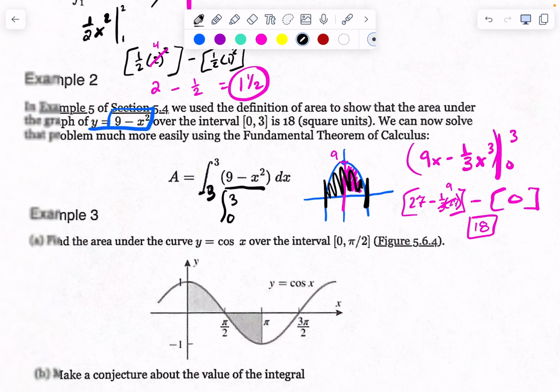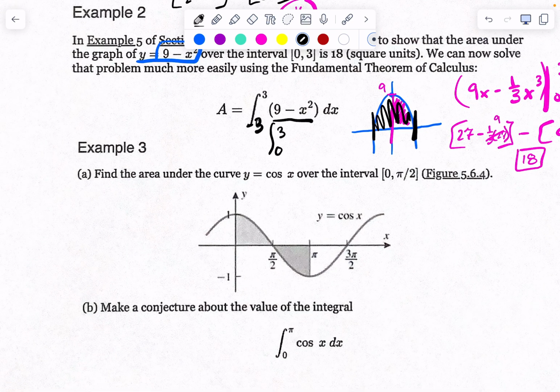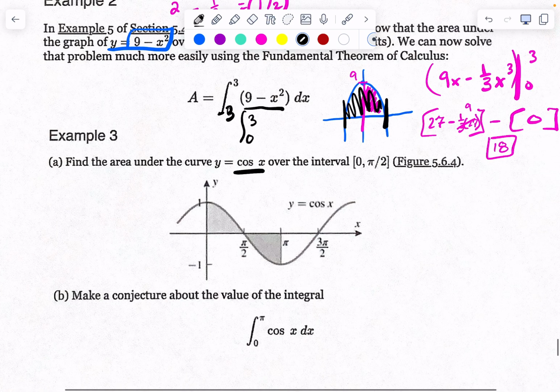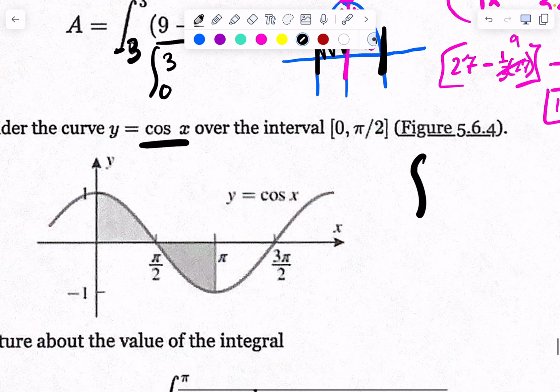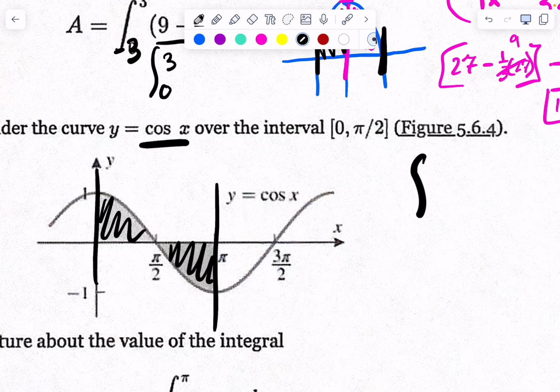Got it? Yeah. This guy, find the area under the curve of cosine. So like here, you're going from 0 to pi, and these two areas, this is a negative area, they're going to cancel each other out.